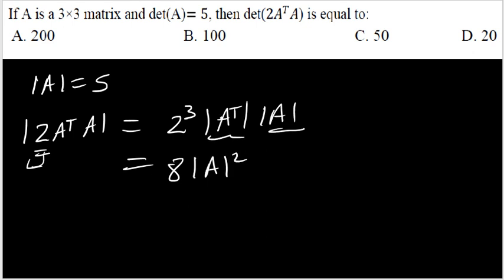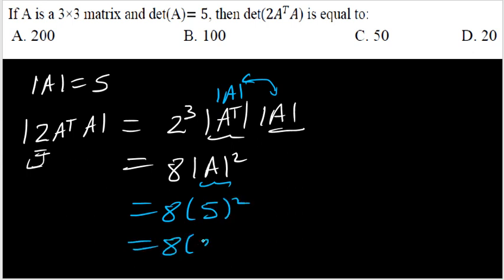These two are the same. So in place of the determinant of A transpose, we can write the determinant of A. Then when you multiply, it will be squared, which is equal to 8 times the determinant of A, which is 5 squared. So it is 8 times 25. When you multiply, it will be 200. So the answer will be A. Next question.